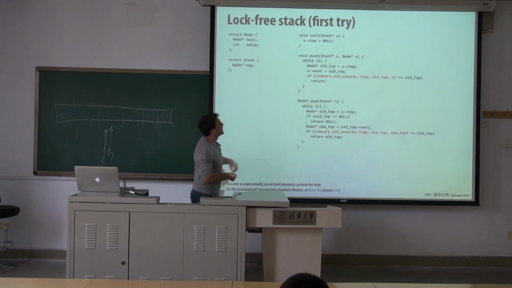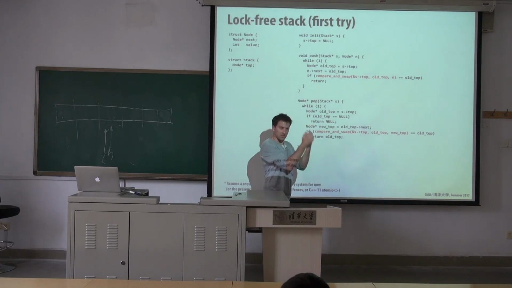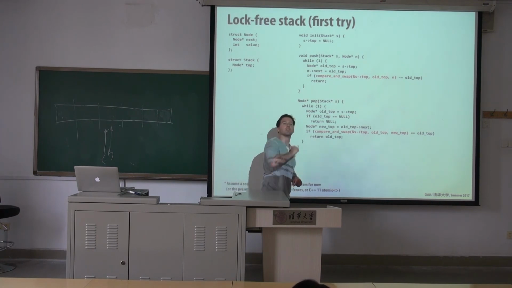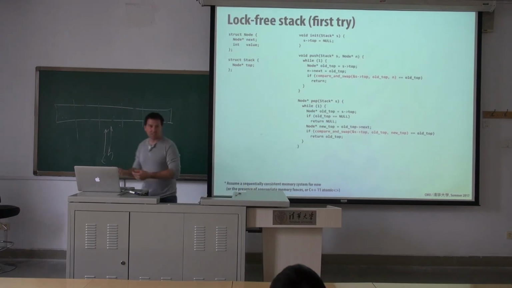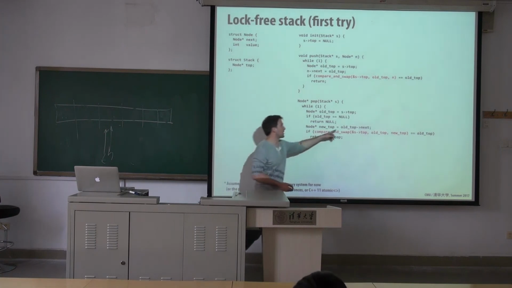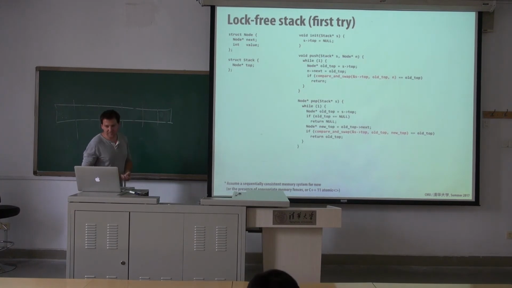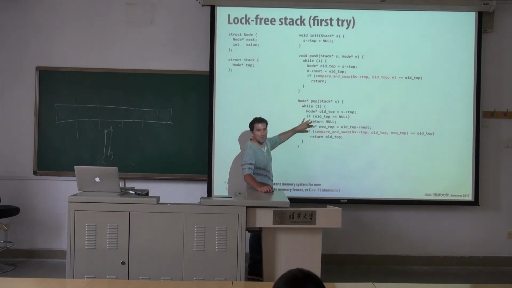And if I want to push, well, I take the new node. The new node's next pointer points to the old top. And the top now points to the new node. And if I want to pop, I take the top of the stack and return that. And I make the top of the stack equal to the old top's next. So that's just a very simple stack. Now this is my first try. My claim, and I want you to tell me if it's true or false, is that this is a lock-free stack. So what does this do? So let's look at pop.